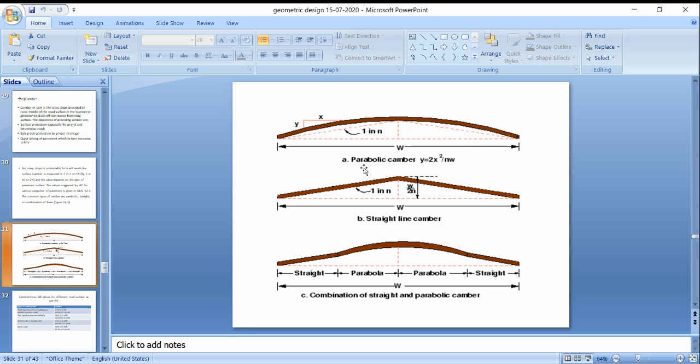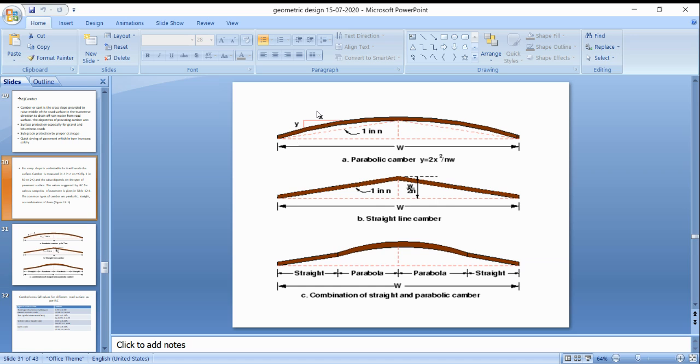So here we are providing a parabolic shape. If you provide a triangle, the vehicle will not stick to it. So here we are providing a parabolic shape for the camber, and a straight line camber, where we provide a straight line. This is a straight line camber, and here is the combination of the straight line and the parabolic. So these are the three different cambers we are providing for the road surface. Here this is the carriageway, and at its ends you can have the shoulders. This is only the carriageway, and in other words, you can say camber.